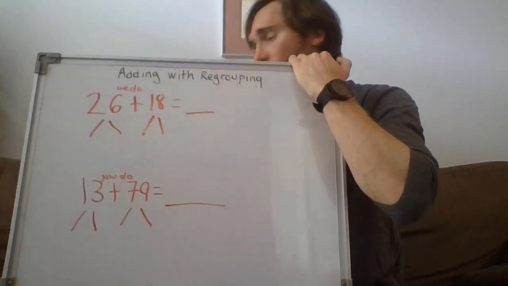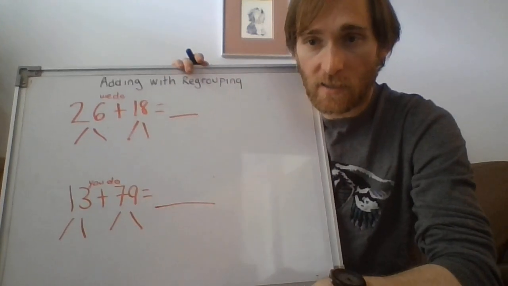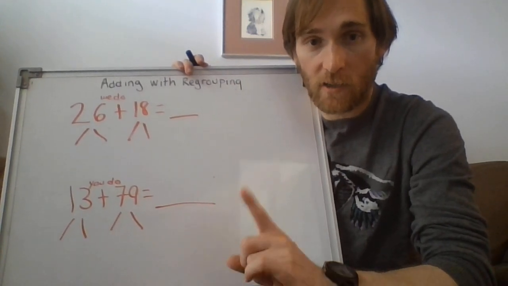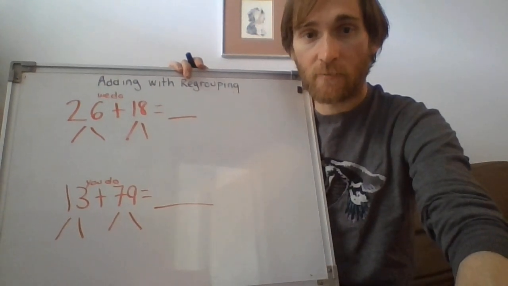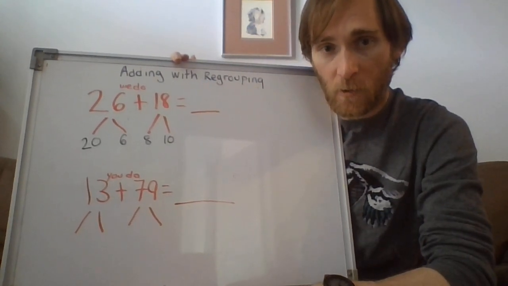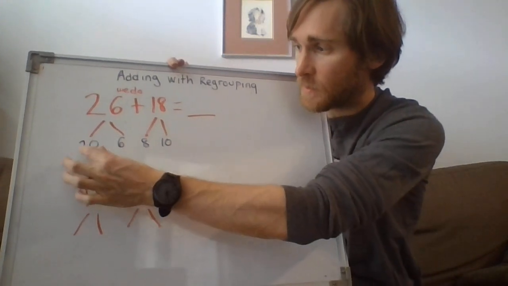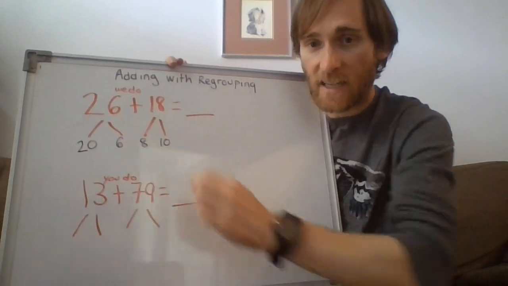So what I would like my friends to do right now is, when I get done talking, pause the video and break apart 26 and 18. All right, pause, friends. Back. I hope my friends were able to break apart 26 as 20 and 6 and 18 as 8 and 10.